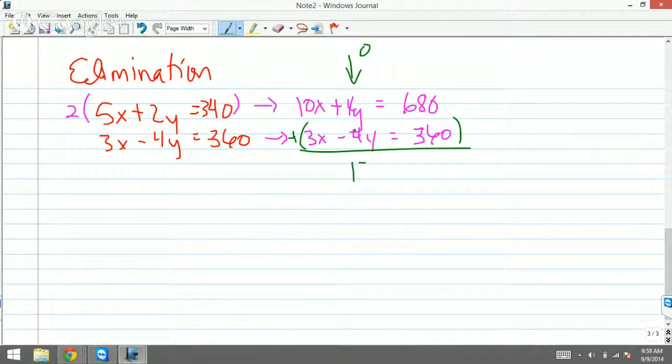But 10 plus 3 is 13. And 1040. You did mess up. Shame on you. Then we can put it in any other equation. What's the y value? 80.